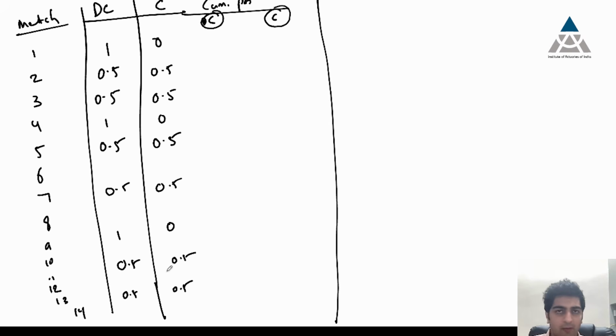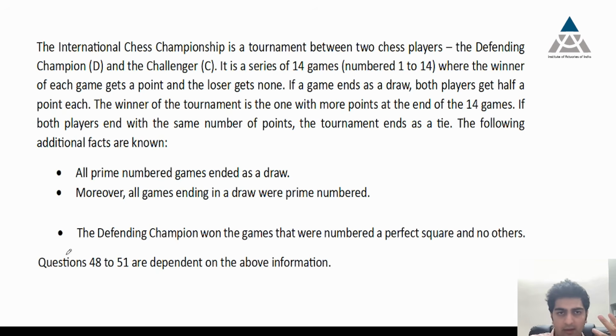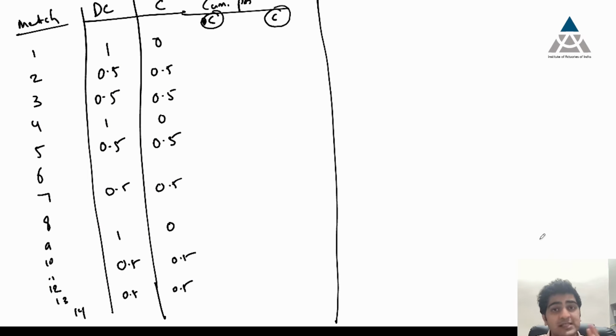Okay. So what about the remaining ones? What happened in the 6th match, 8th match, and so on? So now you can just pre-fill it that, okay, all the games that ended in a draw were prime numbered, which means these games were not a draw. The defending champion won the games which were perfect squares and no others, which means the remaining ones, naturally, the challenger won, right? They've not given it in the question, but that's what you have to interpret. And that's literally data interpretation.